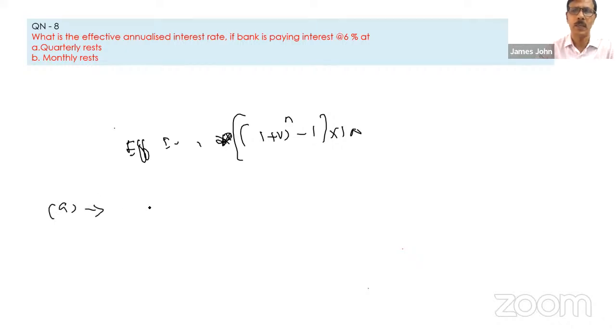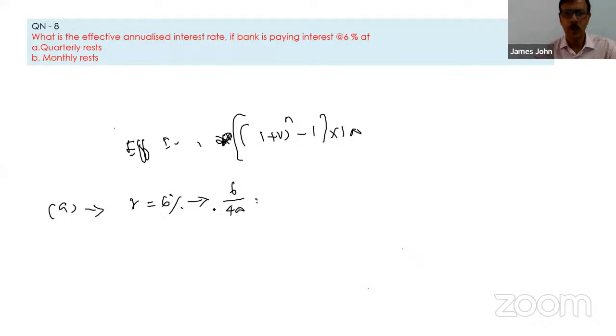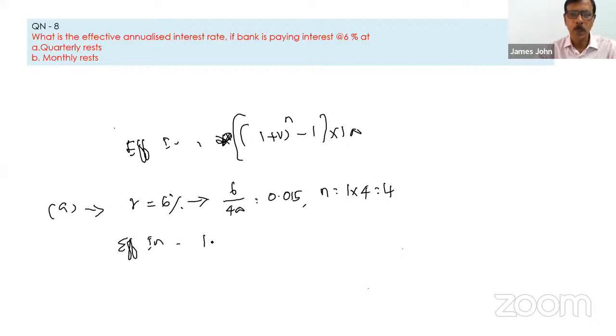What is the compound interest? Quarterly. So take 1 year. What is the rate of interest? R is equal to 6%. 6% quarterly rest means 6 by 400. 6 by 400 is 0.015 quarterly. And n is equal to 1 into 4, that means 4, for 1 year. So effective interest is equal to 1.015 raised to 4 minus 1 into 100.